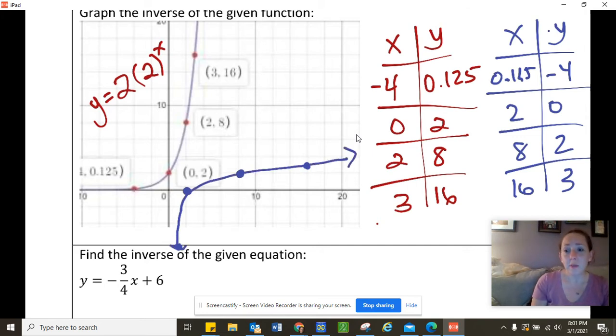Lovely. Now, fun fact about the graphs of inverses. If you look at them, there's a symmetry. So if you draw the line y equals x, which is right through the origin, and it has a slope of 1. So it's a pretty easy line to graph. Sorry.